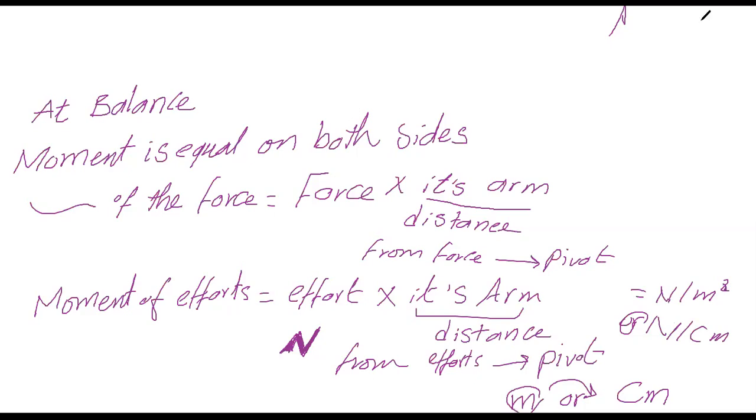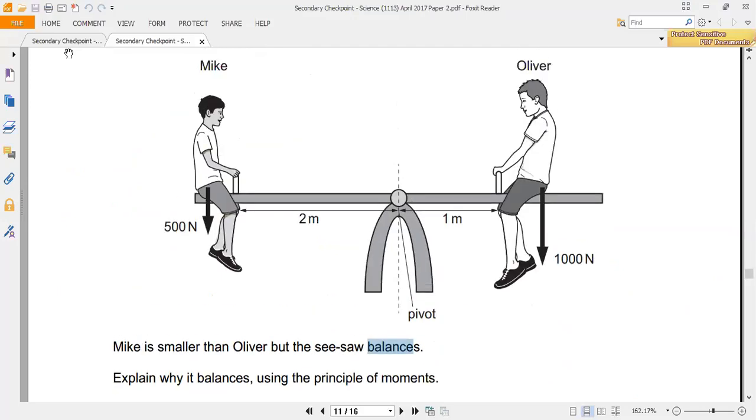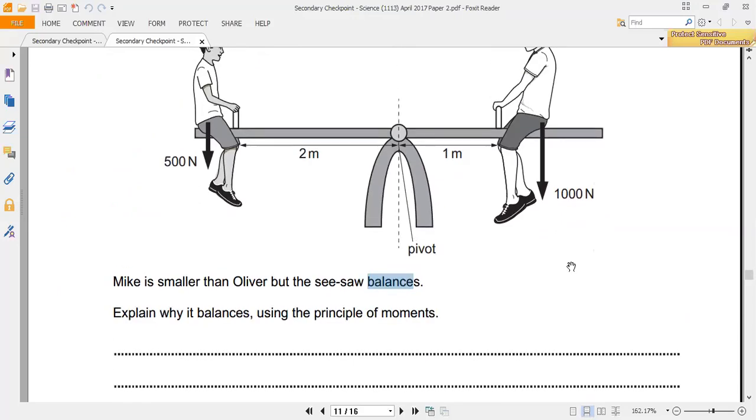Yes. So let's go back. Now this is a question. Okay, he is asking you. We have here 500 Newton and 2 meters, pivot, 1 meter and 1000. Explain why it's balanced using the principle of moments, as I told you. This is one of the most important questions.